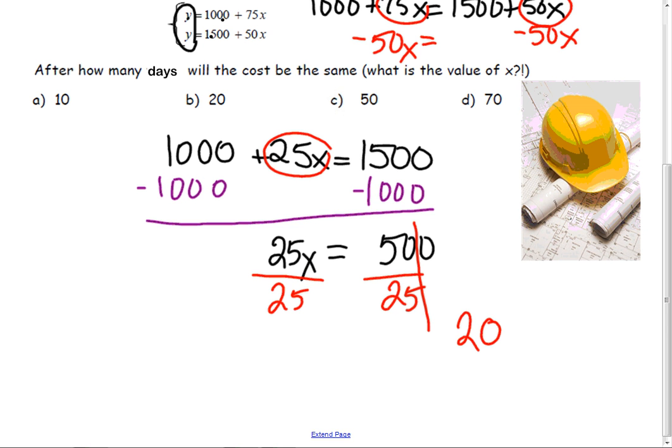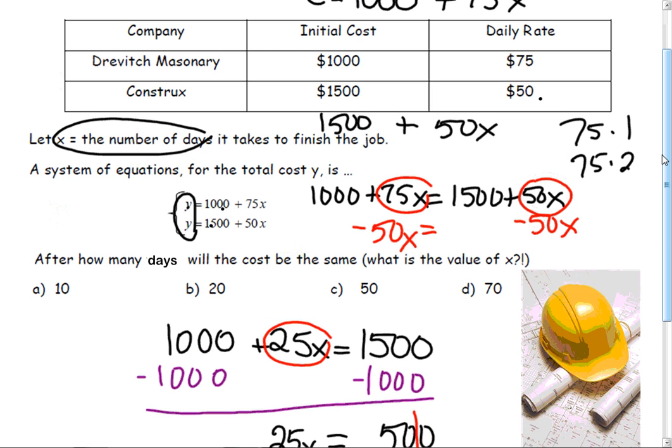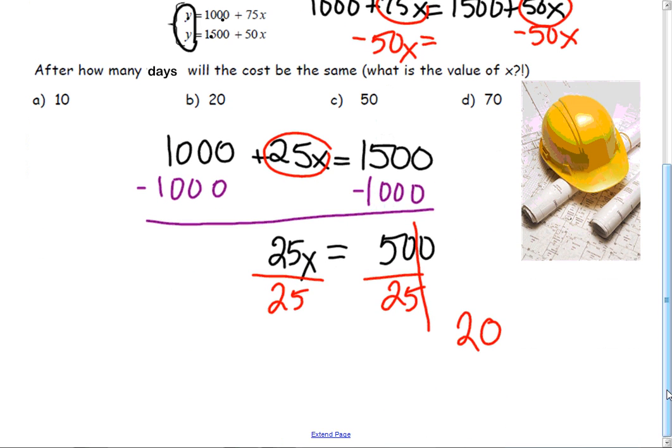It's 20 days. After 20 days, this guy who charges less is actually going to be the better deal. Maybe not a better contractor, so you've got to be careful. It's not just about the money. Okay, so that's what that is. It's 20 days. And so which answer is it up here in my answer choices? B. There was another way to do it. How many quarters are there in a dollar? 4. 4 times $5 is 20.